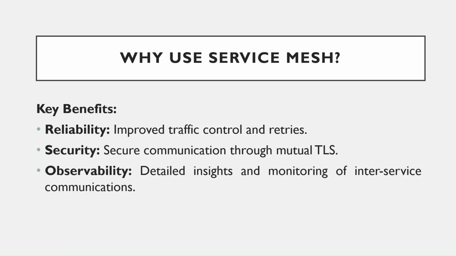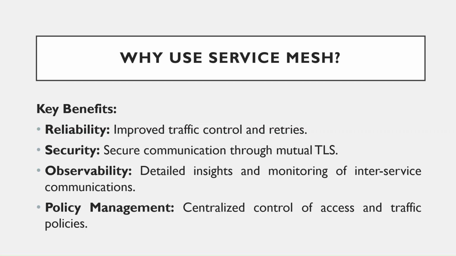Next one is observability. So, detailed insight and monitoring of inter-service communication. AWS Service Mesh provides a clear insight into how services are interacting, making it easier to monitor performance and troubleshoot issues. So, you will get detailed metrics and logs to see how each part of the app is doing, helping you spot and fix problems faster.